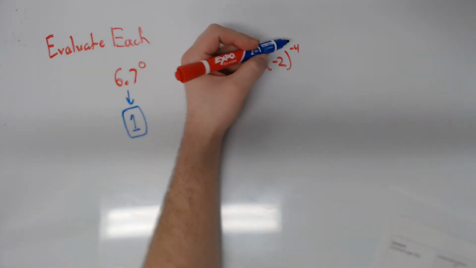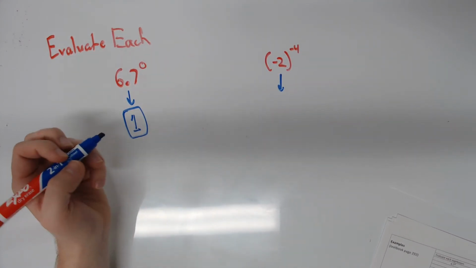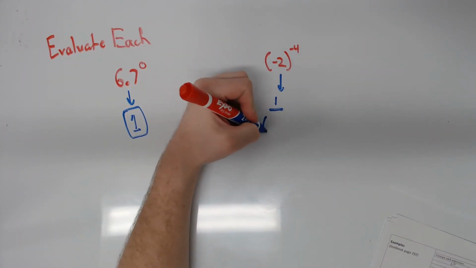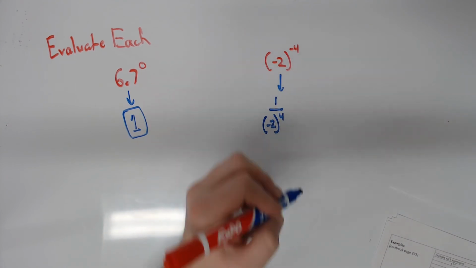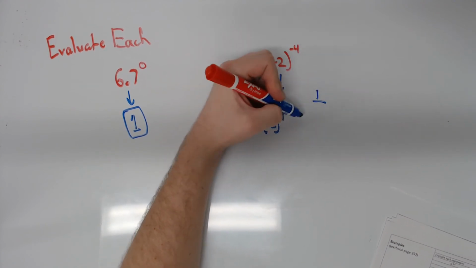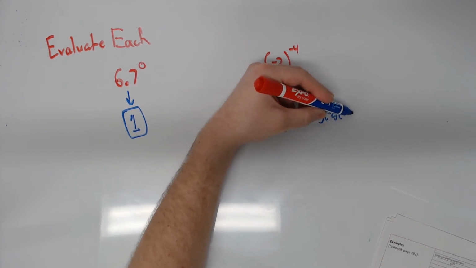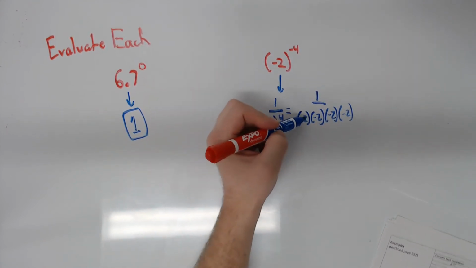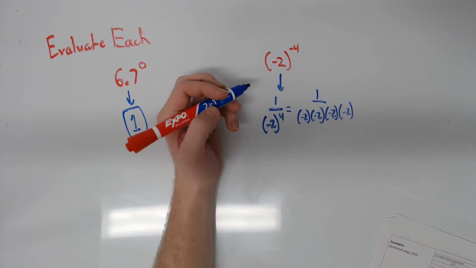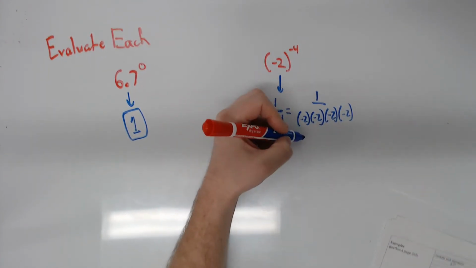Next up, we've got negative 2 to the negative 4 power. What we want to do with this is use our negative exponent property. This is the same as 1 over negative 2 to the normal 4th power. So then we do 1 over negative 2 times negative 2 times negative 2 times negative 2. Negative 2 times negative 2 is 4. 4 times negative 2 is negative 8. Negative 8 times negative 2 is positive 16. Final answer for this one is 1 over 16.